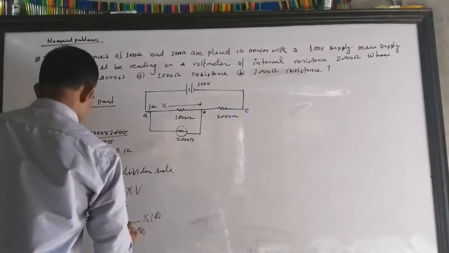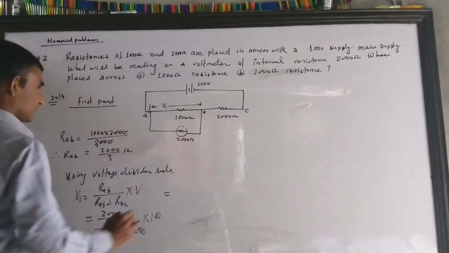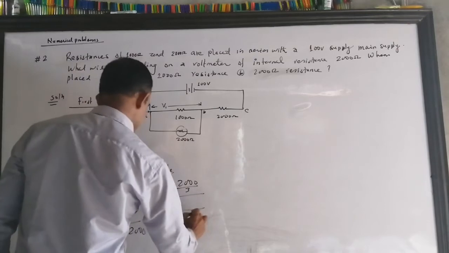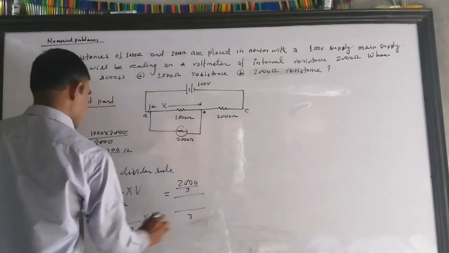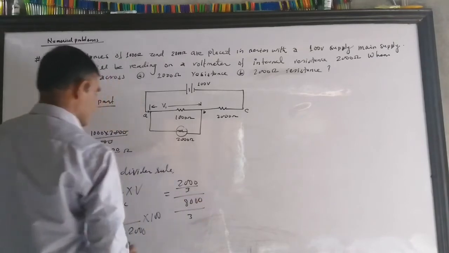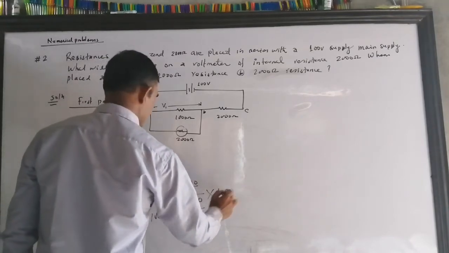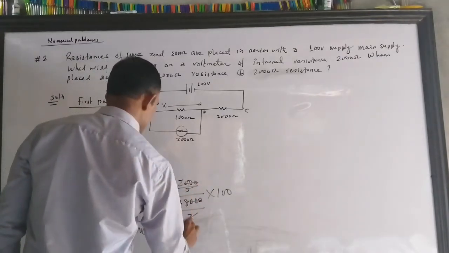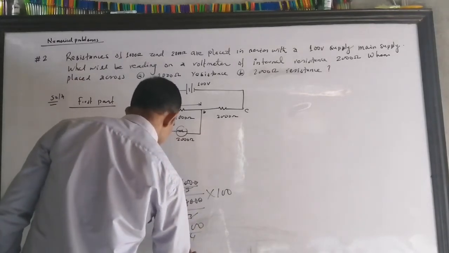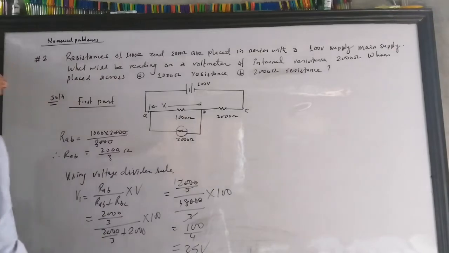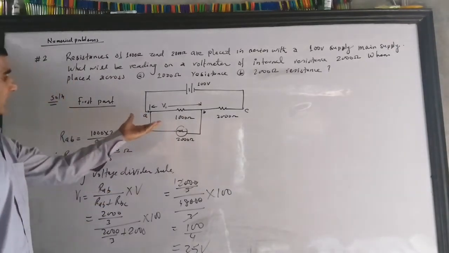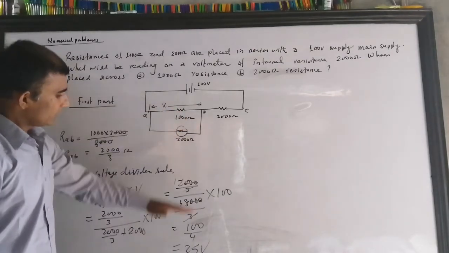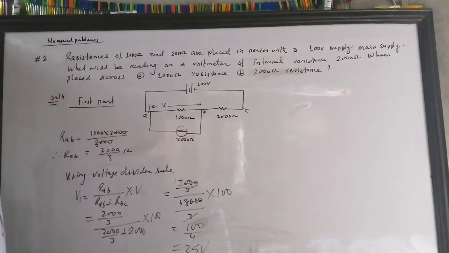Now it's very easy to solve. Let me write here: 2000 divided by 3, and if you take the LCM, 3, the denominator becomes 6 plus 2, 8000 by 3, times the total voltage of 100. Now cut the 3s, and 2 into 1 and 4, so you get 100 upon 4. So what should be the reading? 25 volts. If I connect the voltmeter across the 1000 ohm resistance, we just got 25 volts.